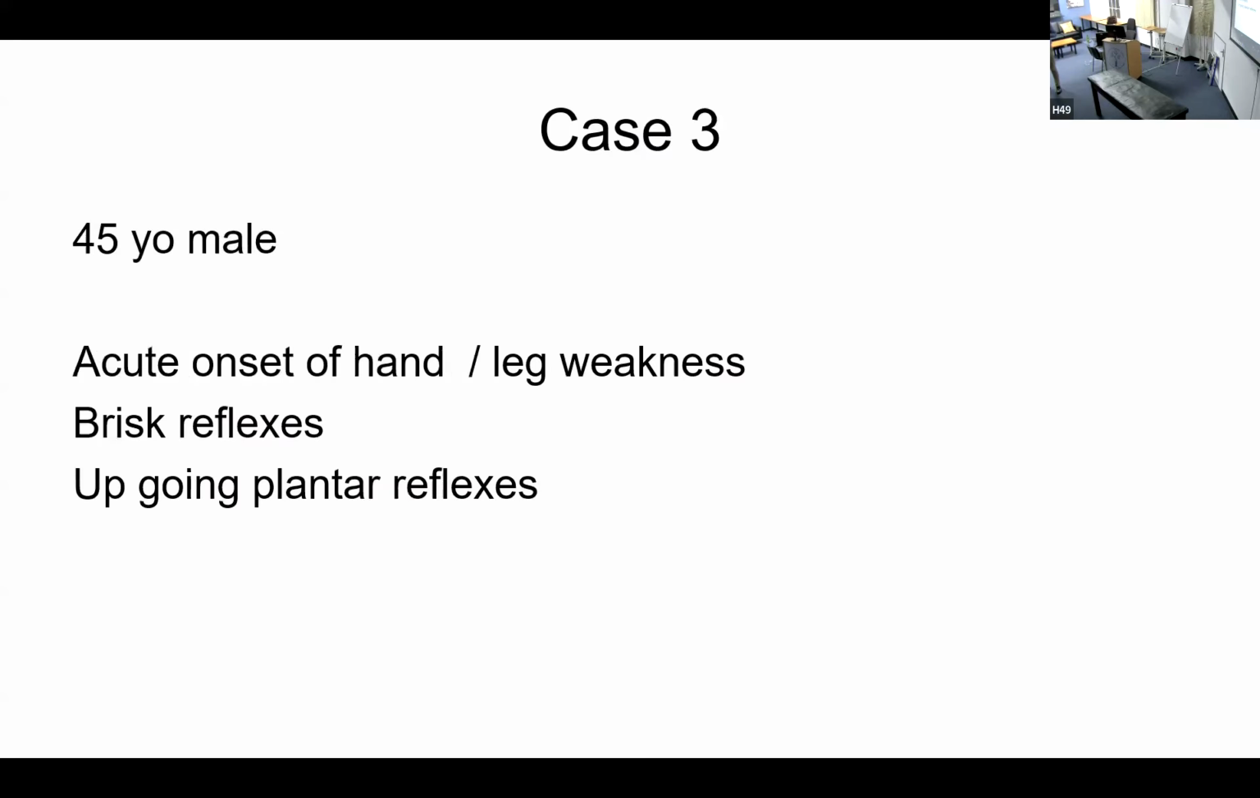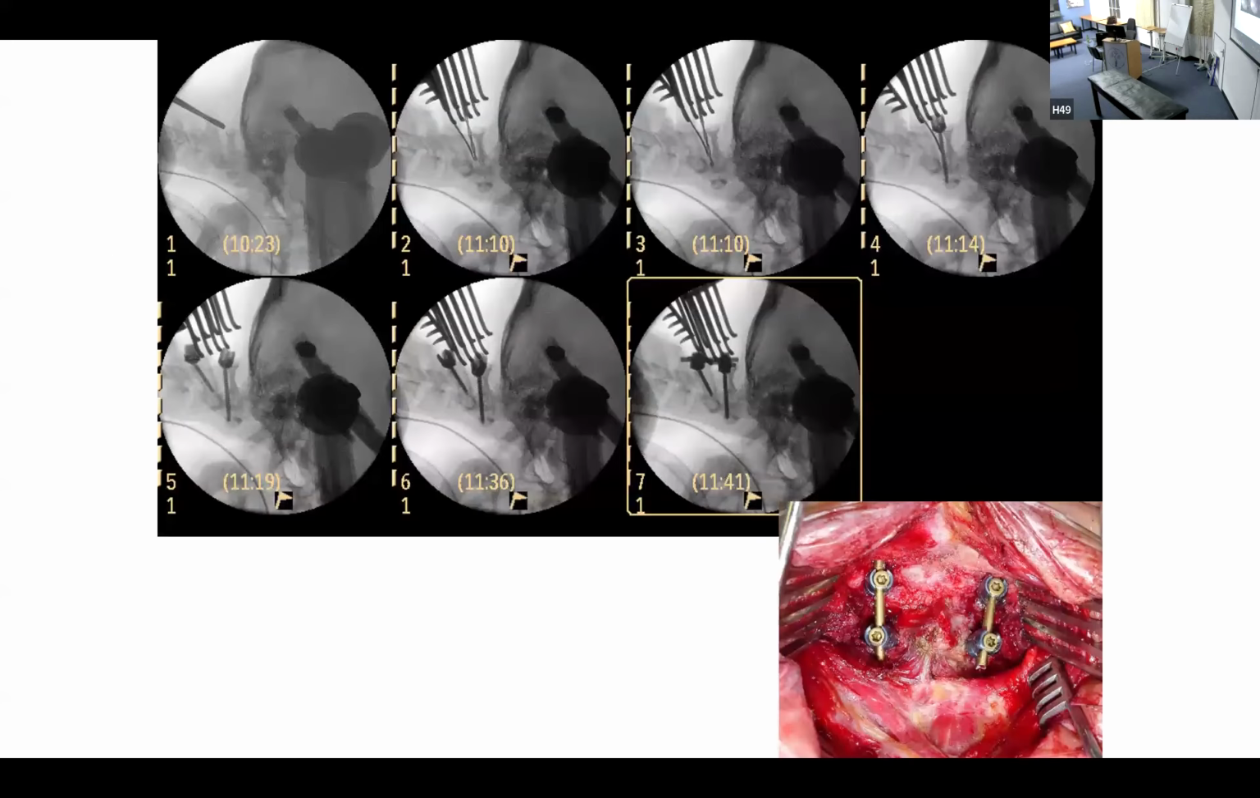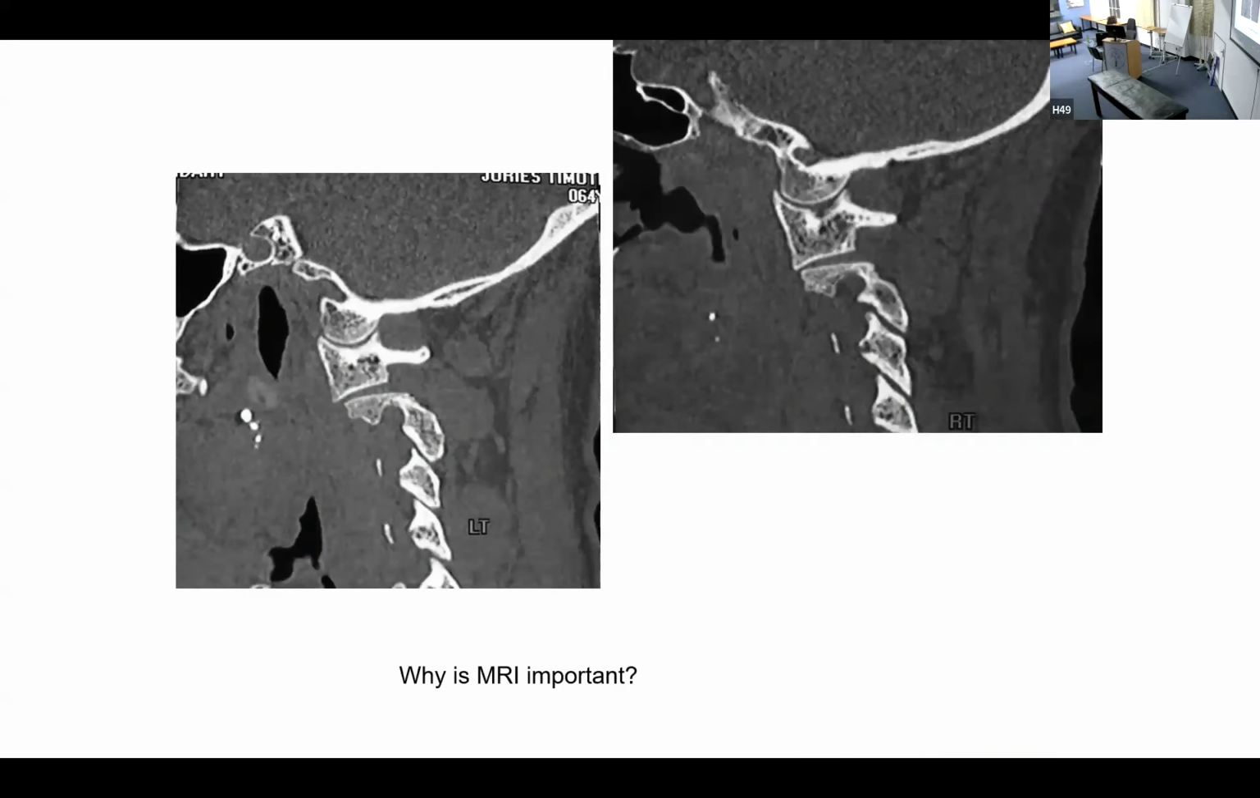Why is an MRI important? I didn't do an MRI there. You asked the question. No, why is MRI important? Did I say why is MRI important? No, you just asked the question. Why is MRI important? I did the CT.